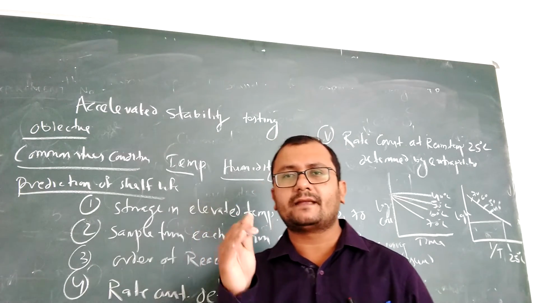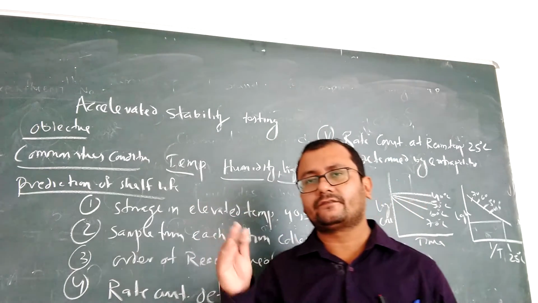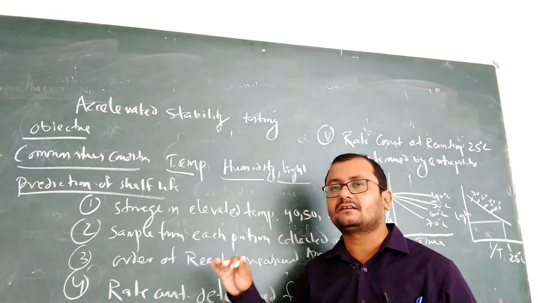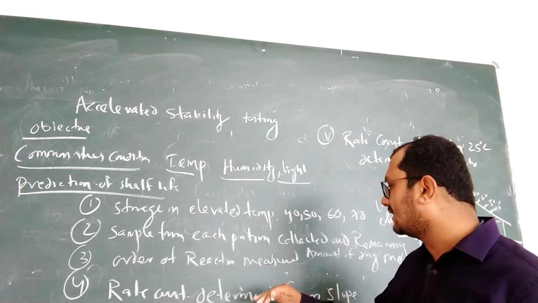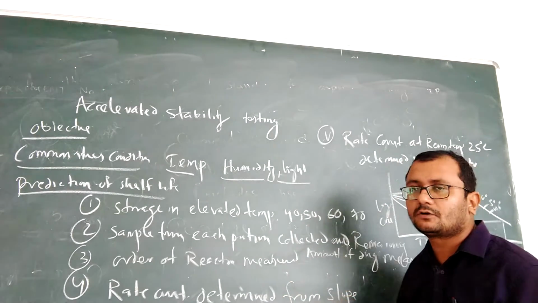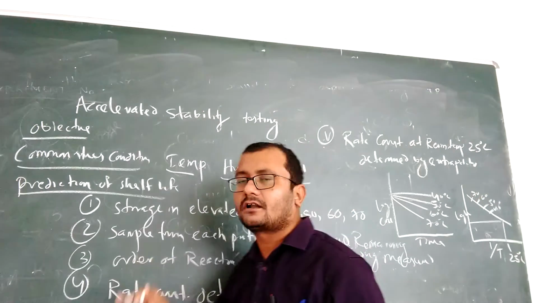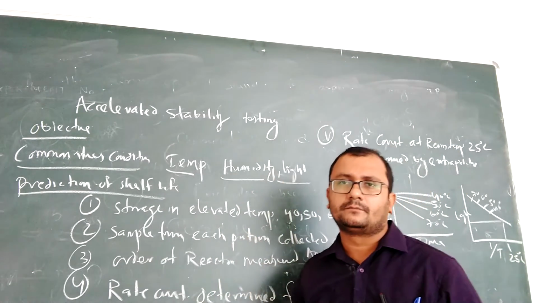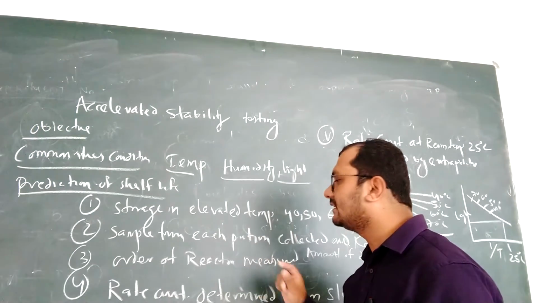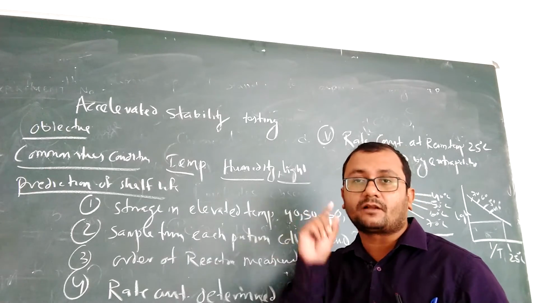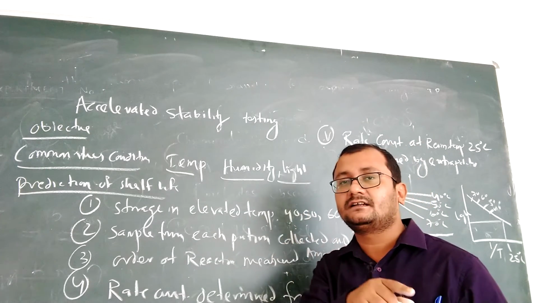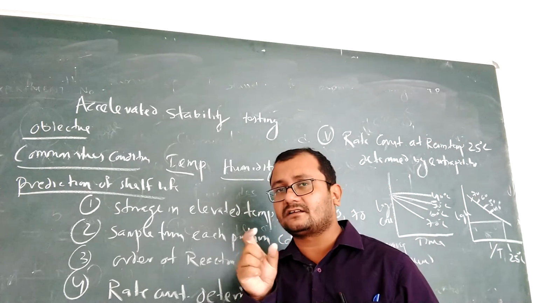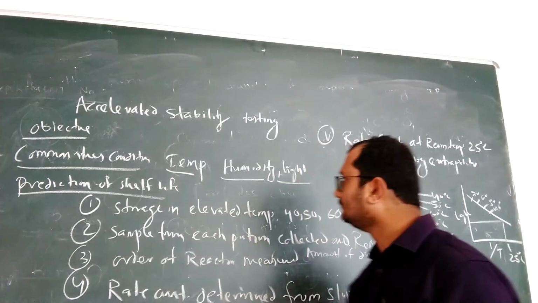Amount of drug remained after a certain period of time. The next step is finding the rate constant. The rate constant will be determined from the slope. Once we get the order of reaction, we can draw the graph of that and we will get a straight line. From that straight line we find the slope, and from the slope we can find the rate constant.